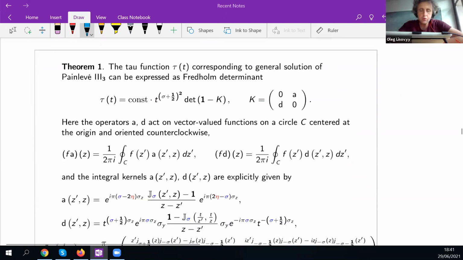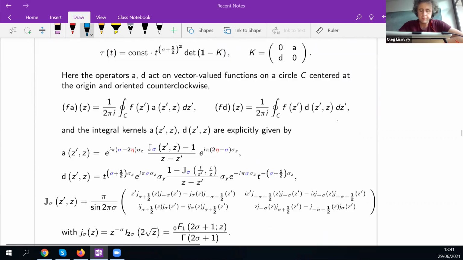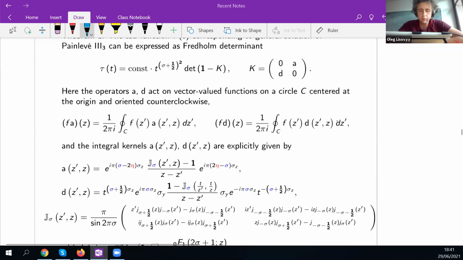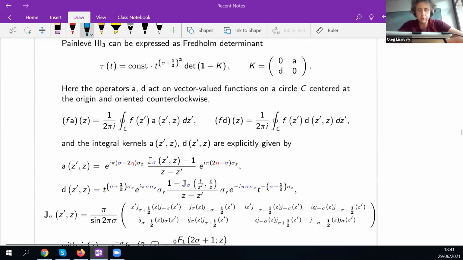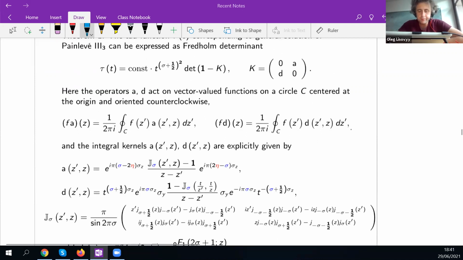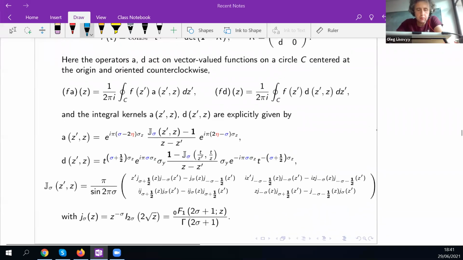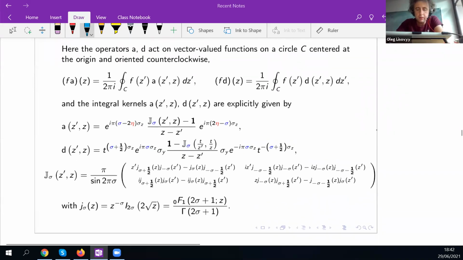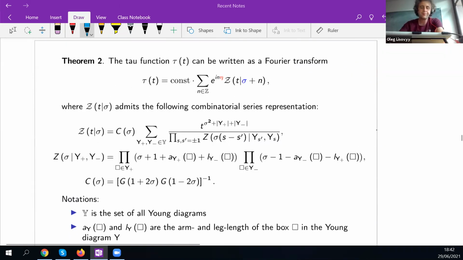So I will show you the formulas. Of course, it is not really important to go deep into the structure, just to convince you that the results that we obtain are fairly explicit. So this is the first Fredholm determinant representation, and this is the series representation.